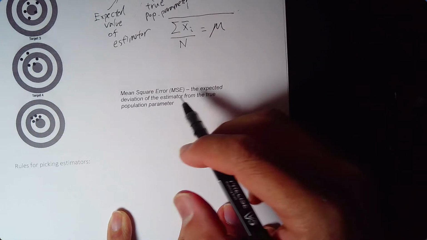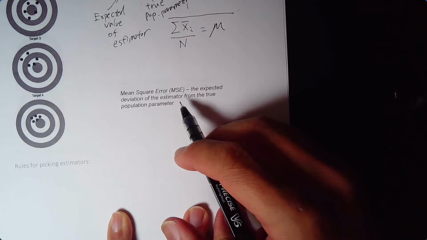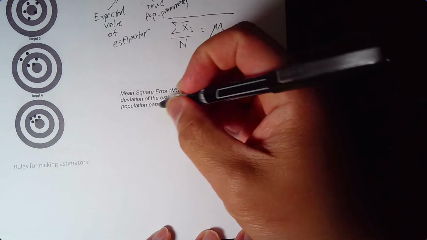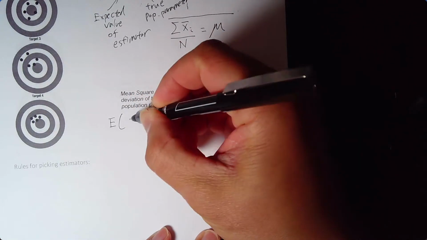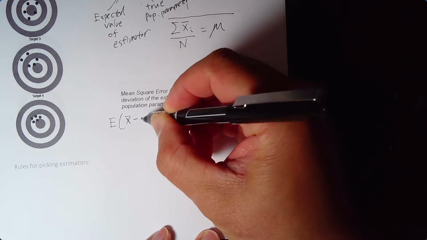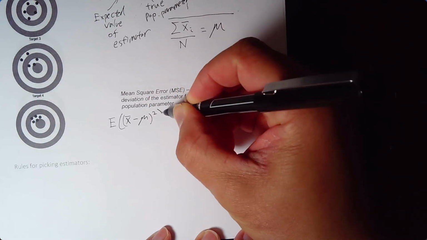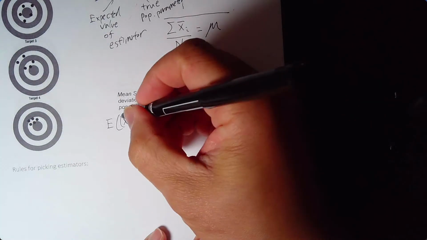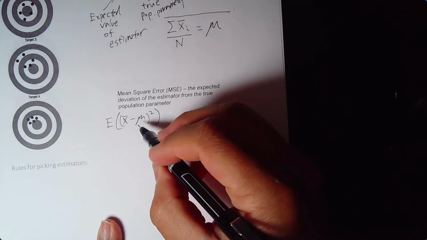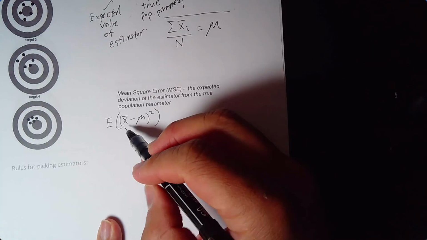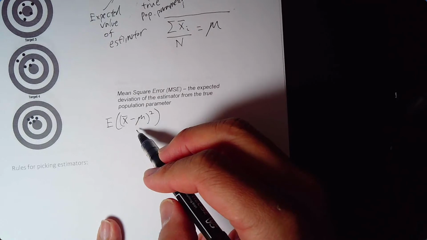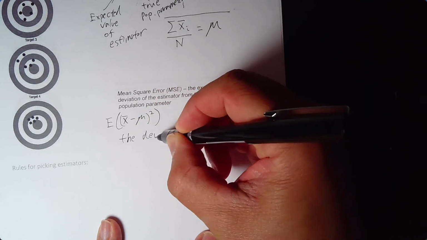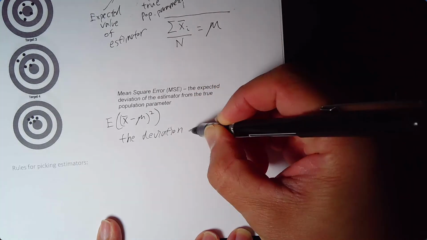The second quality of an estimator that we will talk about is the mean square error. That means the expected deviation of the estimator from the true population parameter. Mathematically, it looks like this: the expected value of x bar minus mu, squared. You will never have to calculate this, but I just want you to understand the idea of it. It just means that on average, how far is the estimate off by? What is the deviation of the estimate?